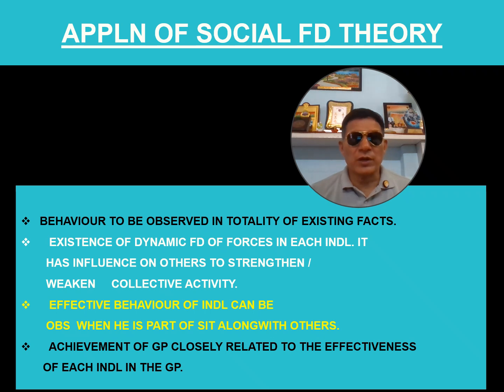So let's talk about the application of social field theory, that is, behavior to be observed in a totality of existing facts. What are the existing facts? And the behavior of the individual is observed in that. If these are the existing facts, how is the individual behaving? Then, existence of a dynamic field of forces in each individual: what dynamic forces are there in the individual, what is he carrying with him, and it has influence on the others to strengthen them or to weaken them.